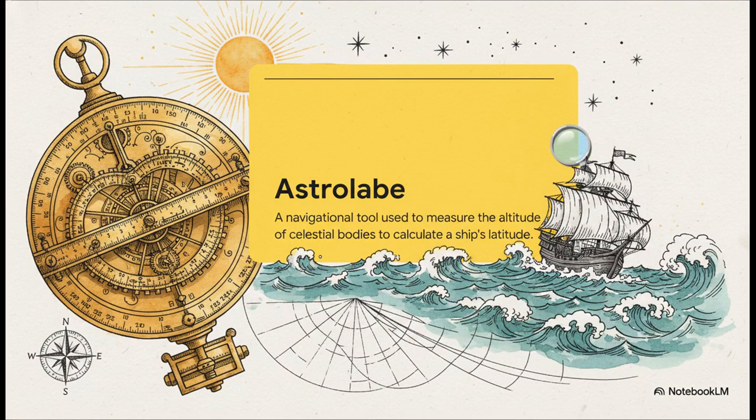The astrolabe was especially critical. By measuring the height of the sun or the stars, a sailor could figure out their latitude, basically how far north or south they were. For the first time ever, you could actually know where you were in the middle of a vast, empty ocean.